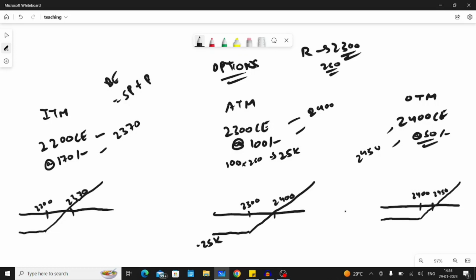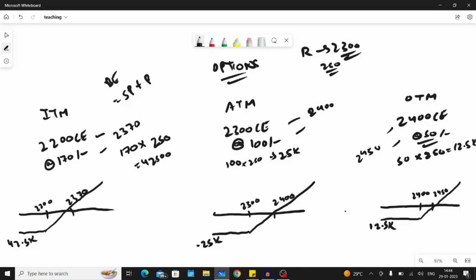Similarly, if we consider this, so this costs us 50 rupees into what is the lot size? Lot size it is 250, right? So it is going to cost us 12.5 thousand. So maximum loss we can have is 12,500. Similarly, in this scenario, we can have a maximum loss of 170 into lot size 250, that is 42,500. So we can have a maximum loss of 42,500.